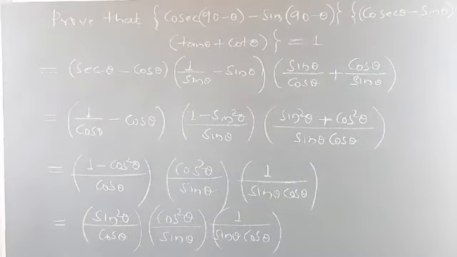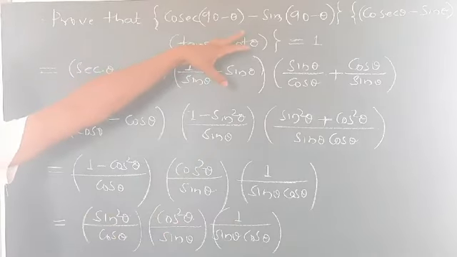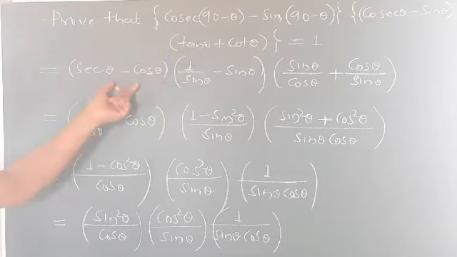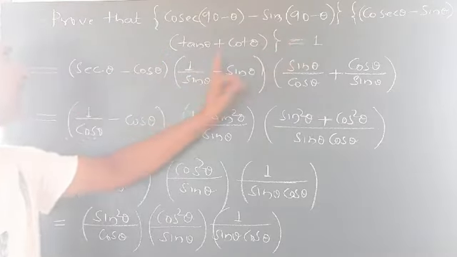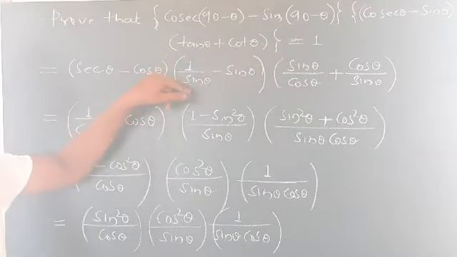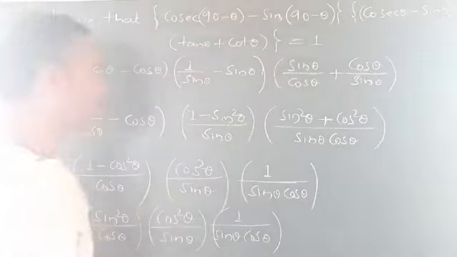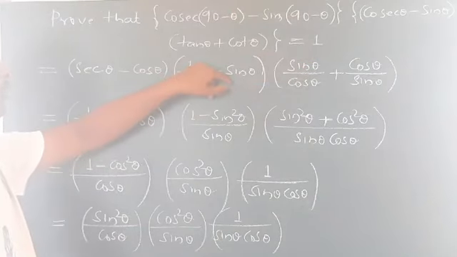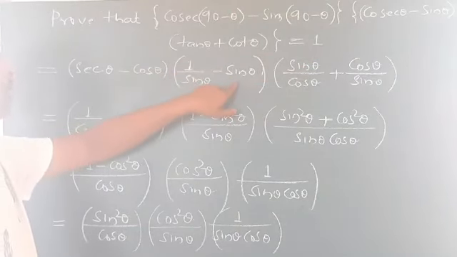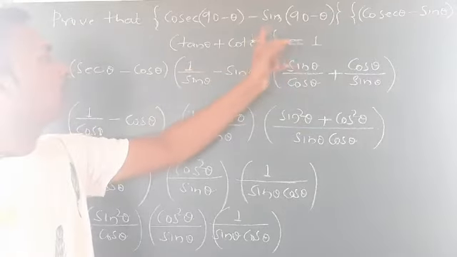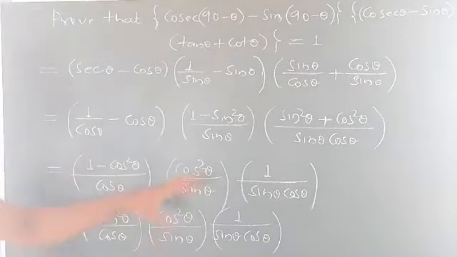I'll explain one more time from the beginning onwards. Cosec of 90 minus theta is given, so I take sec theta. You need to use complementary angles here. Sin of 90 minus theta is given, so you can take cos theta. Now cosec theta minus sin theta. Cosec I converted to the reciprocal, 1 by sin, and minus sin theta as it is. Now tan I converted to sin by cos, and cot to cos by sin. You can convert all the values in terms of sin and cos.